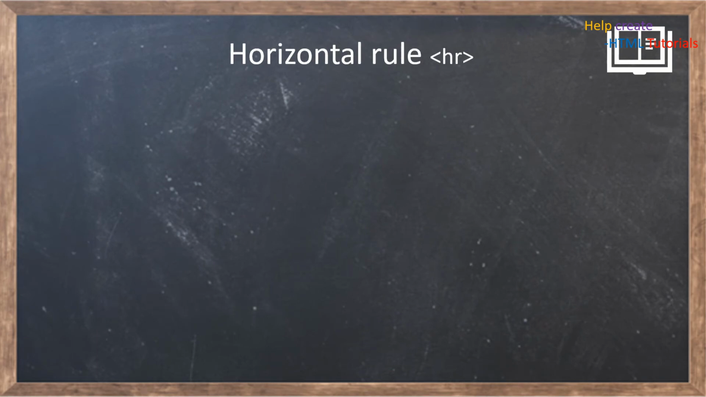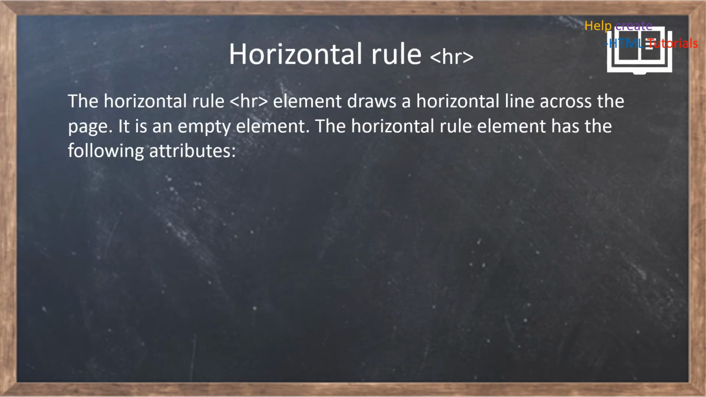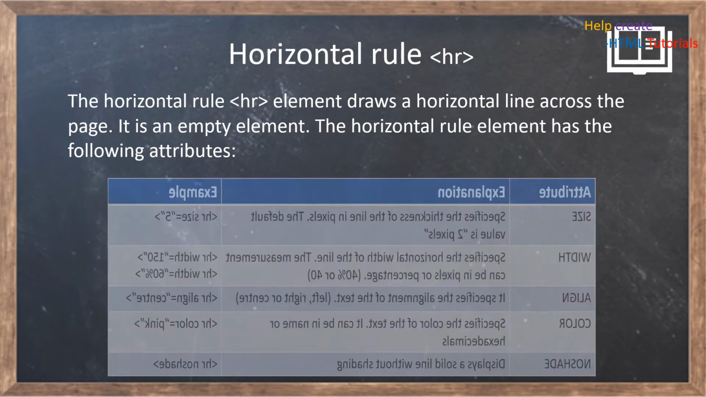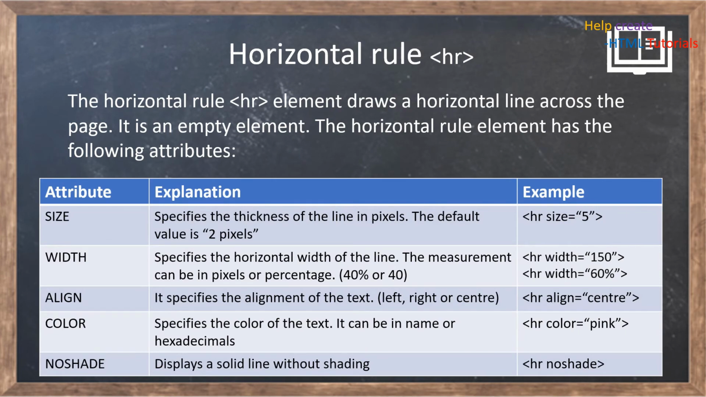So this is the horizontal rule. The horizontal rule element draws a horizontal line across the page, and it is an empty element. So the horizontal rule element has the following attributes. If you don't understand what horizontal rule is, while coding a web page you can understand it better.